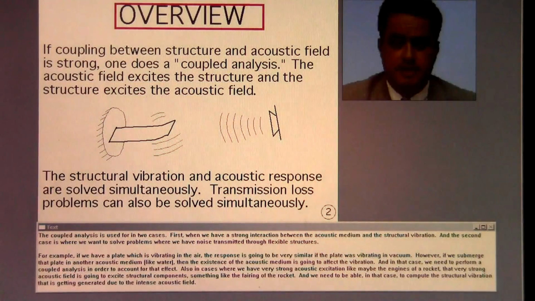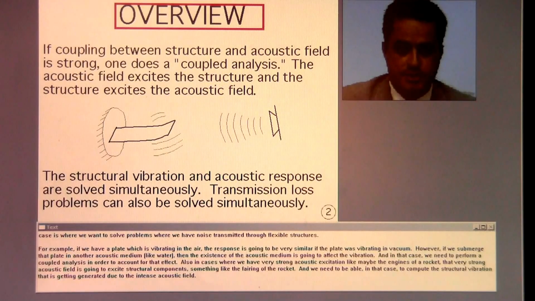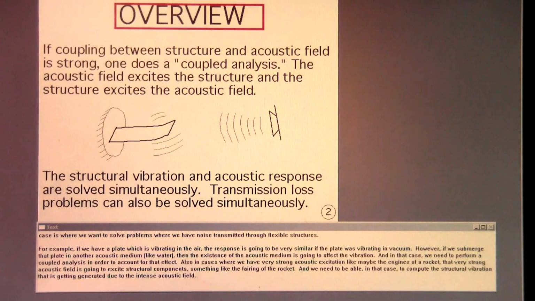The coupled analysis is useful in 2 cases. First, when we have a strong interaction between the acoustic medium and the structural vibration. And the second case is when we want to solve problems where we have noise transmitted through flexible structures. For example, if we have a plate which is vibrating in the air, the response is going to be very similar if the plate was vibrating in vacuum.